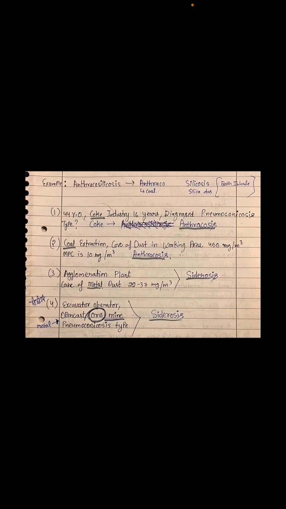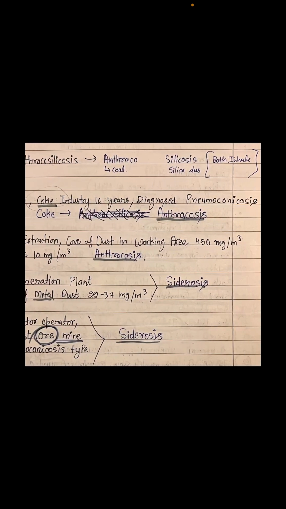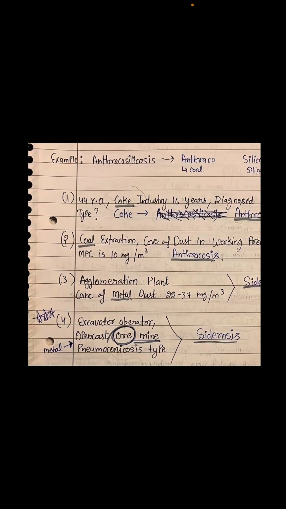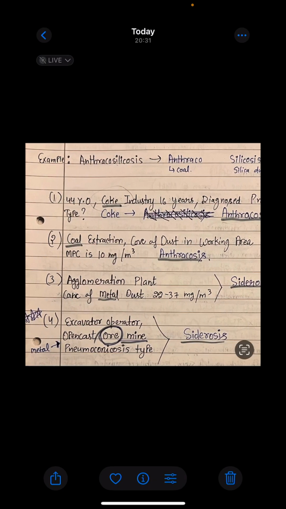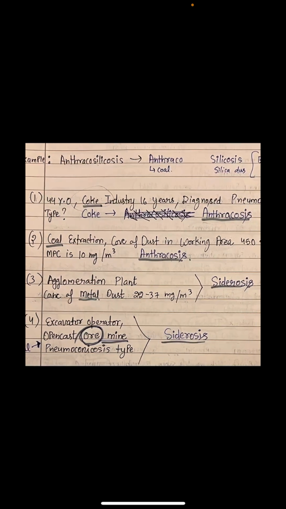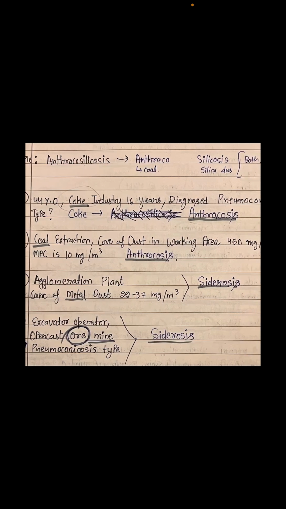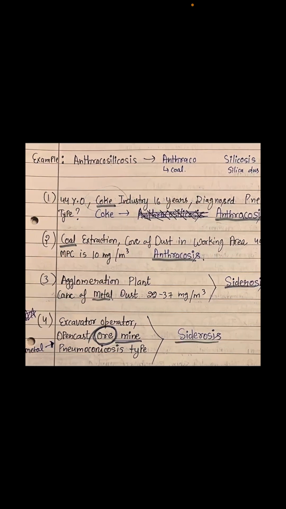Let's see some questions. A 44-year-old is working in the coke industry. So we know what to mark: anthracosis is related to coke. Another question, question number 2, is about coal extraction. They are talking about the same thing, coal. So we will again mark anthracosis.